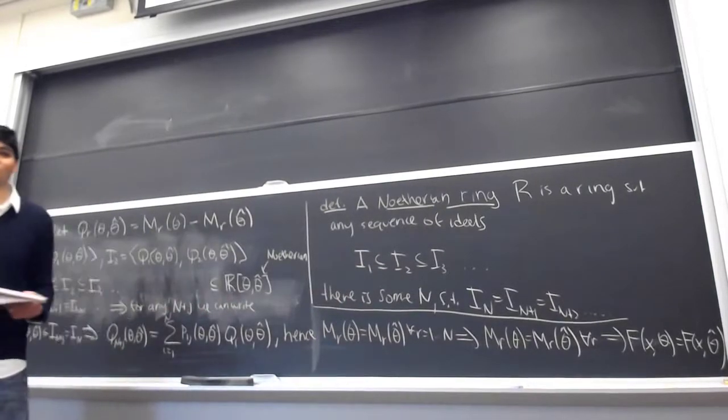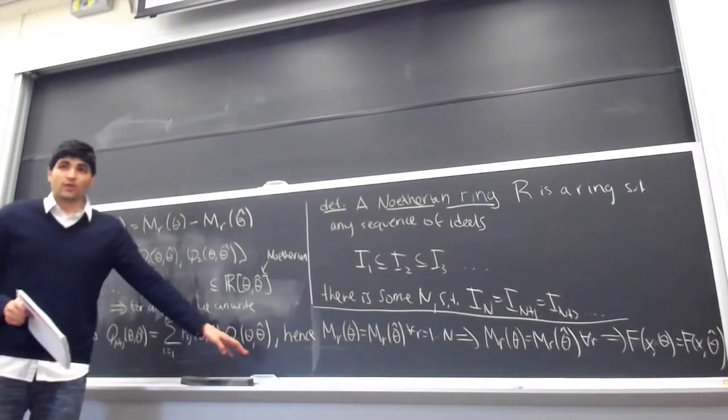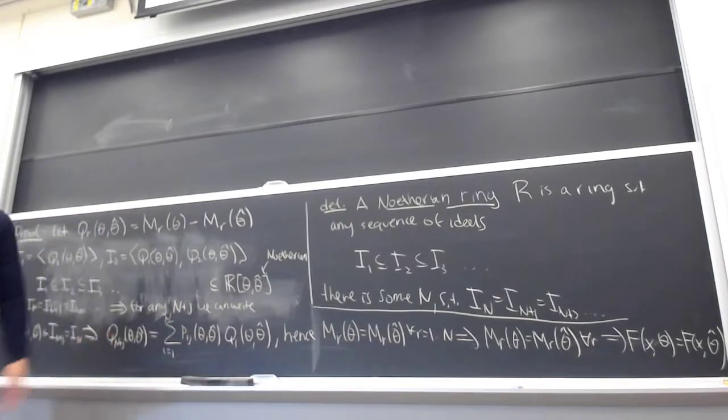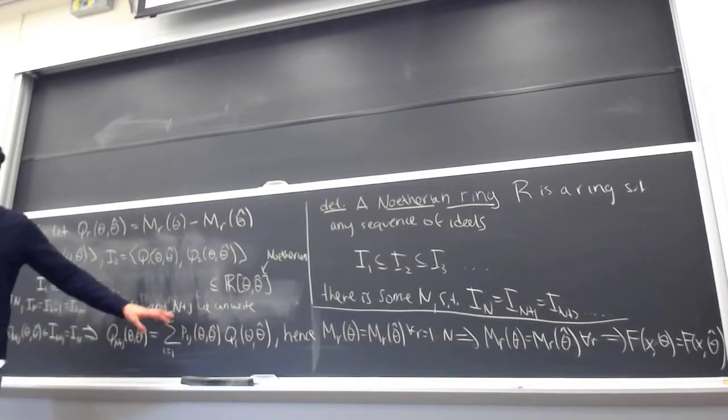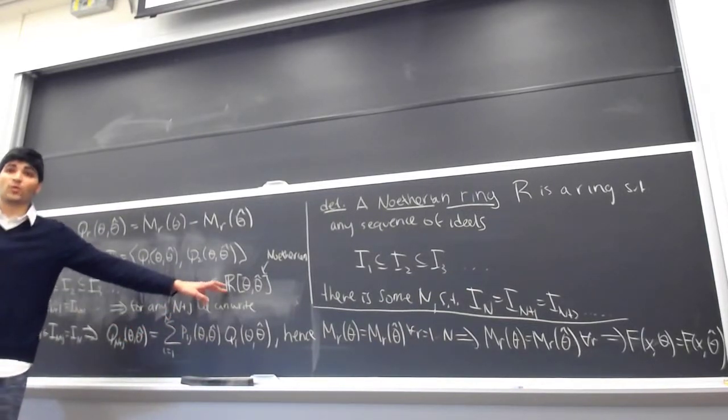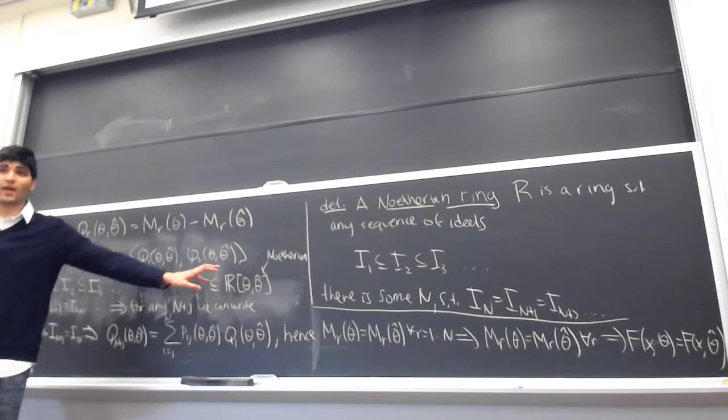Barely had enough room, right? So that's the end of it, just writing out explicitly what Noetherian means, just using it on this simple ring of polynomials in theta and theta hat.